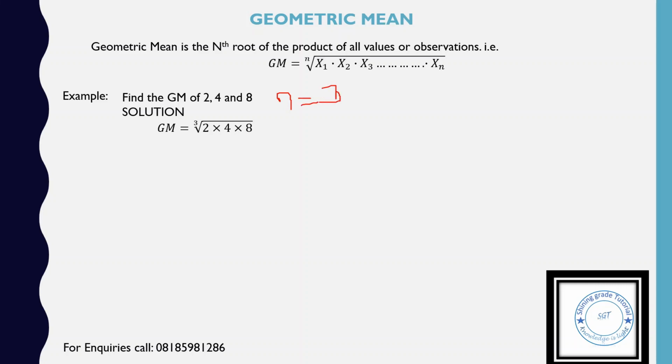That will be the third root, according to the nth root. So n is 3, the third root, or cube root, of 2 times 4 times 8. We find the product: 2 times 4 times 8 is equal to 64, and the third root of 64 gives us 4. So the geometric mean of this is simply 4. Now let's move to harmonic mean.